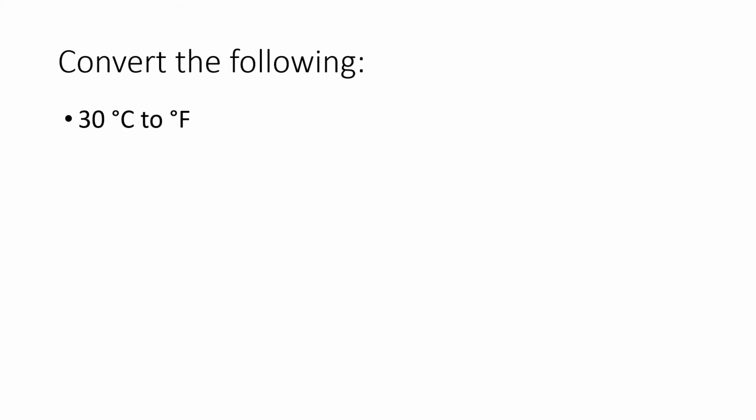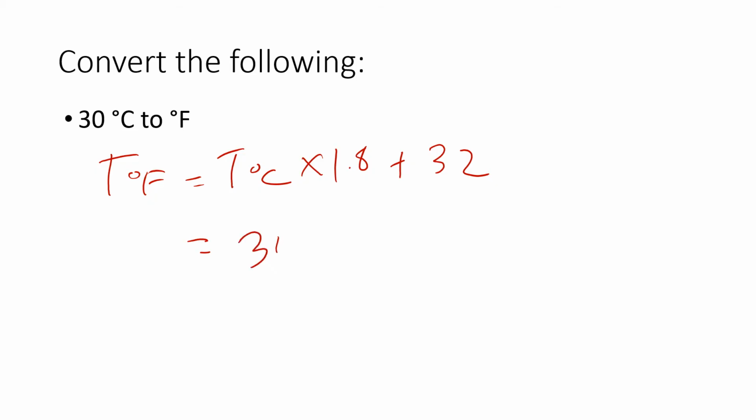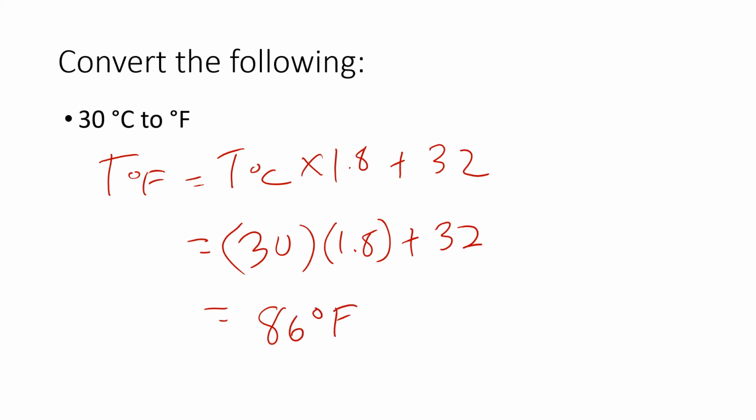Next one is 30 degrees Celsius to Fahrenheit. Just so we're clear, I'm using this formula. So it will be 30 times 1.8 plus 32. Then 30 times 1.8 plus 32 is actually 86 degrees Fahrenheit.